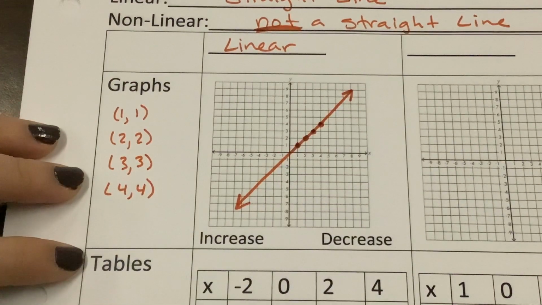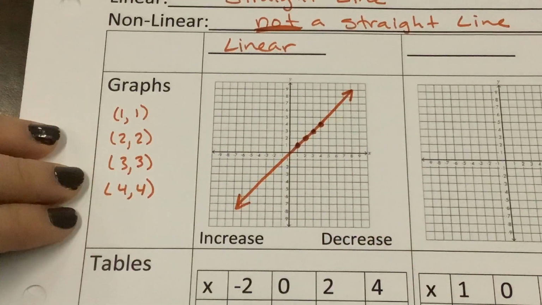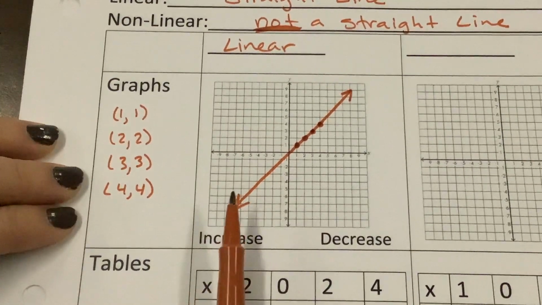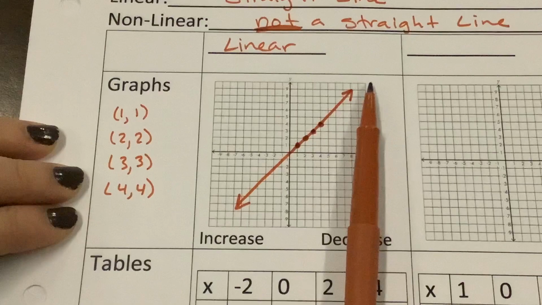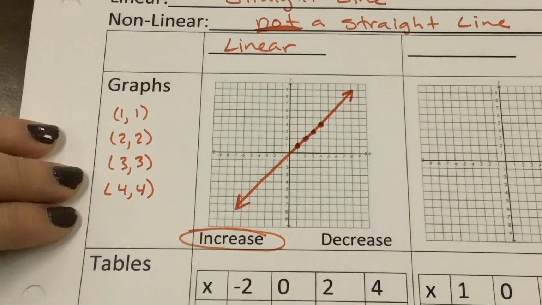All right. So we can tell that this is linear just because it is showing that they're traveling in a straight line. We read any graph from left to right. It's never going to change. So if we start on the left side of this graph and we follow this line, is it increasing or decreasing? Is it going up or down? It's going up, so it is increasing. We always read left to right.